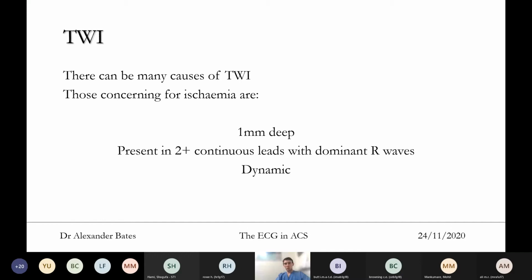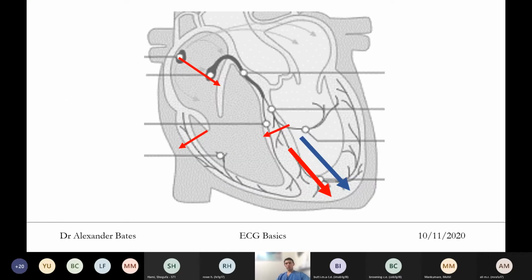If you have two continuous leads with T wave inversion with dominant R waves, that is also concerning. Dynamic T wave inversion as well. So what do I mean by those two areas there? Well, first off, let's talk about the T wave inversion with dominant R waves. Now, you may remember this diagram again from 2 weeks ago. This is the pattern of depolarization and repolarization of the heart. Now, what we're going to focus on is these two large arrows right down here, representing ventricular depolarization and ventricular repolarization. The red arrow, of course, occurs first.